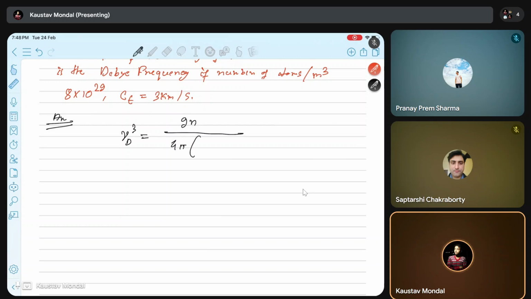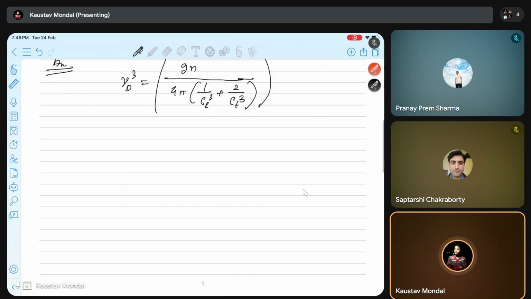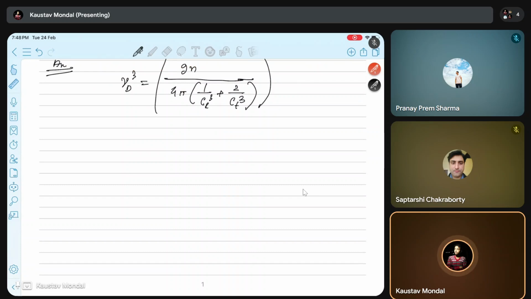4 pi into 1 by CL, that is the velocity of longitudinal wave, plus 2 into CT cube, that is the velocity of transverse wave. Okay, so this was the expression. Now here the longitudinal has half of what transverse has, that is CT by 2, and CT is 3 kilometer per second, that is 3000 meter per second. So CL would be 1500 meter per second, and CT is 3000 meter per second, right?